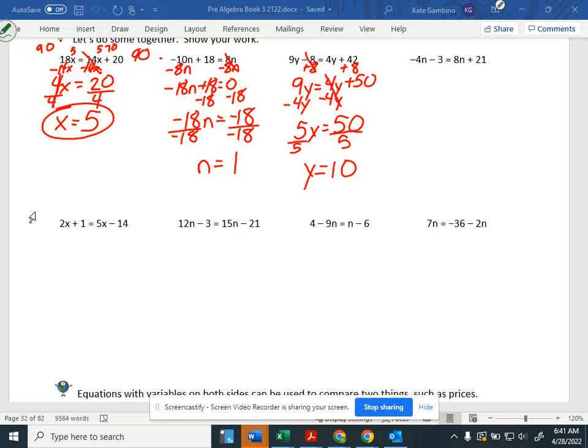I can go back and plug that 10 in for my y's, and I get 90 minus 8 and 40 plus 42, and they both equal 82. So 82 equals 82. I know I did my math correctly, and I got the correct answer. So you always want to go back and double check, did I do my math correctly? It's super easy to put a negative when it's supposed to be a positive.